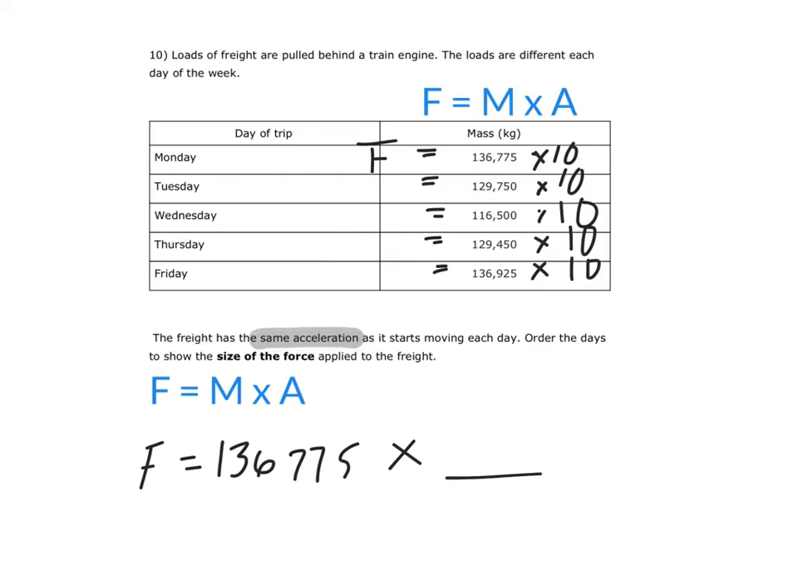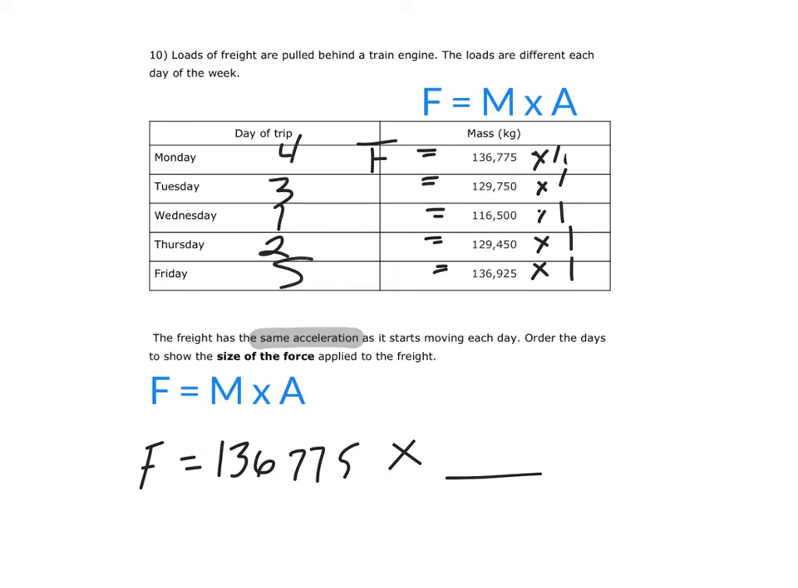However, the easiest thing you could have done is just picked 1. Let's pretend they all moved at an acceleration of 1. Any number times 1 is going to be itself. So what you could have done is order them from smallest to largest. The smallest one would be Wednesday. Second smallest would be Thursday, and then Tuesday, and then Monday, and then Friday.